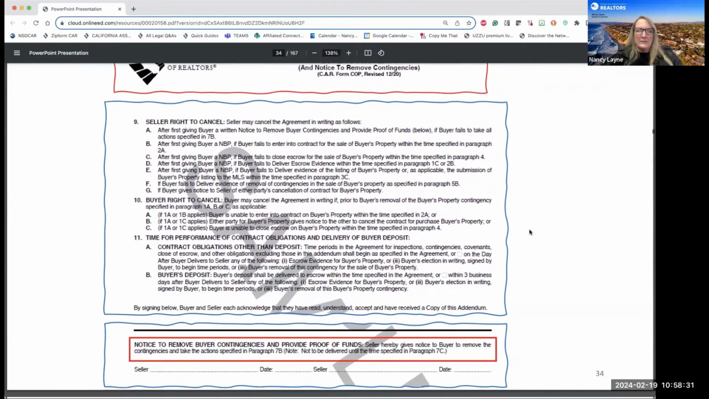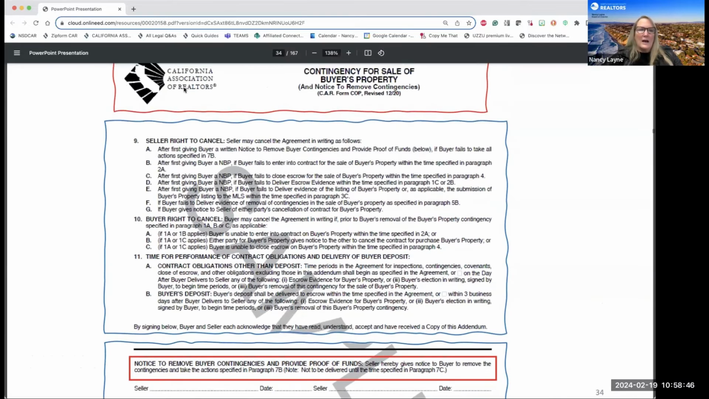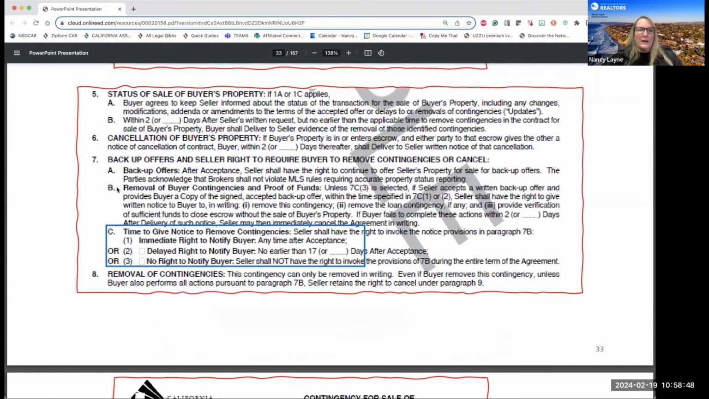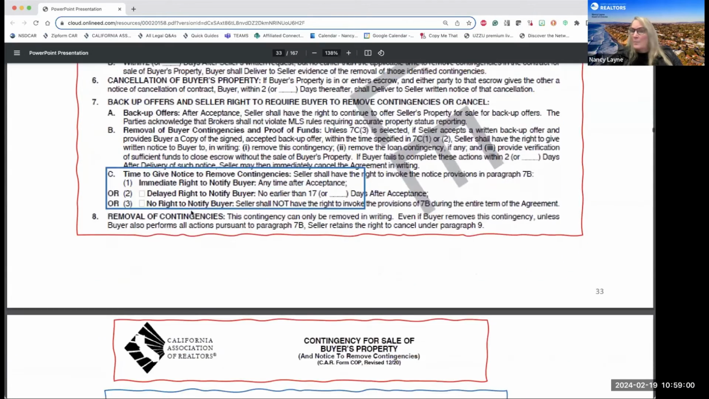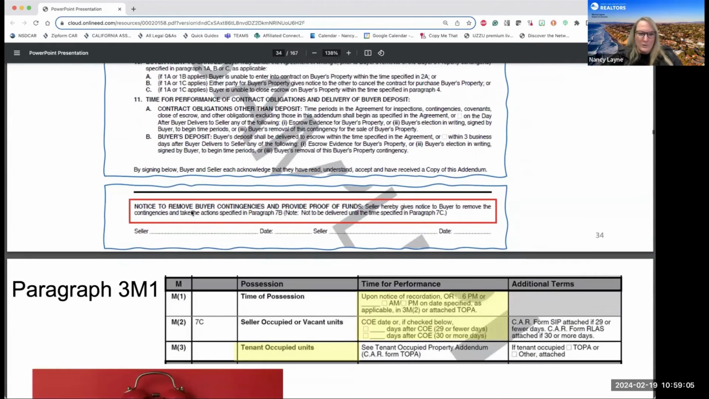So the contingency, this clarifies what that is when they're going to say that they're going to buy it, is that the seller gives notice to buyer to remove the contingencies and take the actions in paragraph 7B, which is basically to purchase the property without proof. He has to give the right to remove the contingency, remove the loan contingency, and provide verification of sufficient funds to close the escrow without the sale of the buyer's property. Most buyers can't do that. If they can't do that, you cancel, you give them their money back, and you move on to the second buyer.